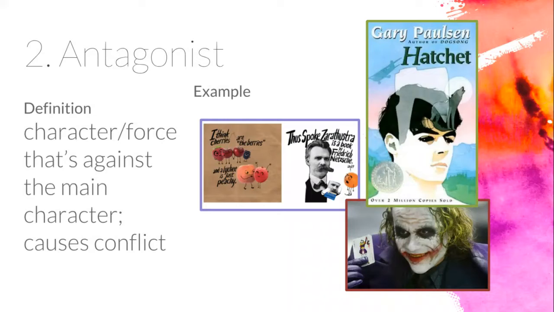2, Antagonist. This is usually the bad guy, but it is not always the bad guy. It is a character or force that's against the main character, causes conflict. So think of Hatchet. It's not technically a person, but it's actually the force of nature that is the antagonist against the main character, if you have read it. So it is not actually always a person. It could be an actual force.